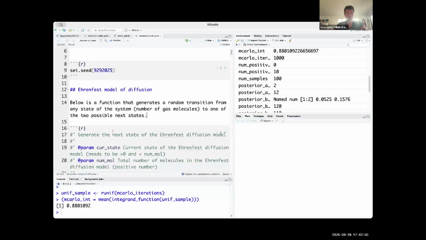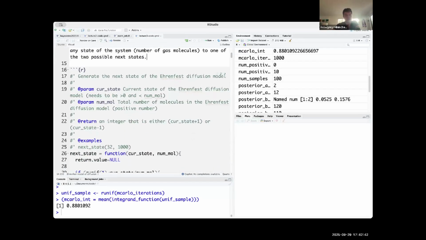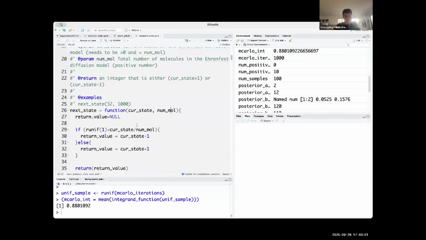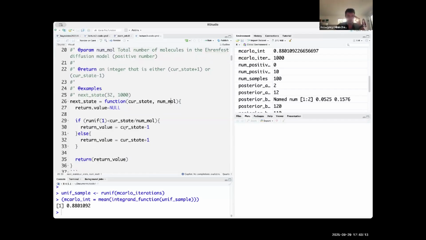So let's play with this infinite diffusion. I have a little function with Roxygen documentation specifying what each parameter means. The function takes two parameters: my current state, the number of molecules in the left box, and the number of molecules in the right box. That was in the picture I drew before: it was 3 and 7. It doesn't do any checks on whether I plug in something silly, like a negative number.